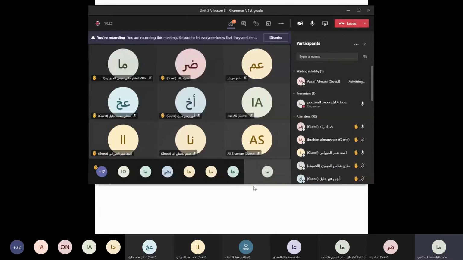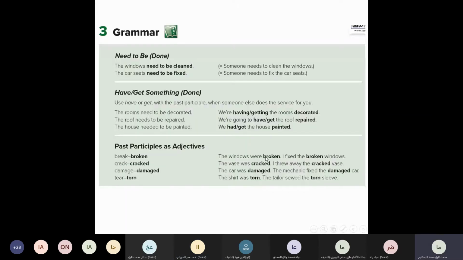You realize here what we have? Past passive. This sentence is passive. Passive voice. If you remember when we talked about the passive voice in the past tense. The windows were broken. I fixed the broken windows. You realize here broken is what? Past participle, and it is used as an adjective. I fixed the broken windows. Where is the adjective? Here, broken, the past participle form. And this is the noun.